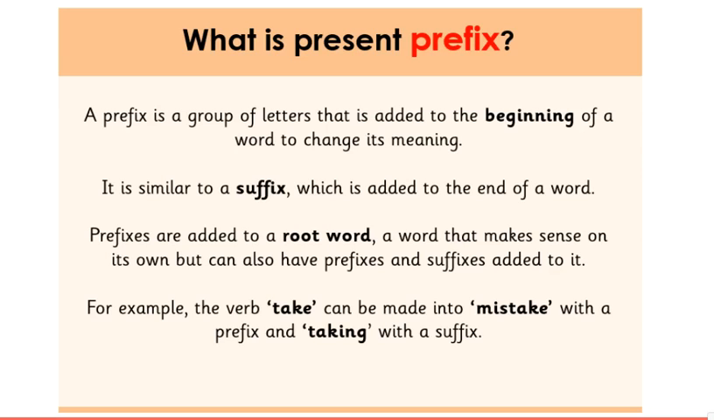It's similar to a suffix, which is added to the end of a word, for example, ed or ing. Prefixes are added to a root word, and a root word is a word that makes sense on its own, but it could also have prefixes at the beginning or suffixes at the end. For example, the verb take can be made into mistake with the prefix mis at the beginning, and taking, which would be a suffix, ing, at the end.